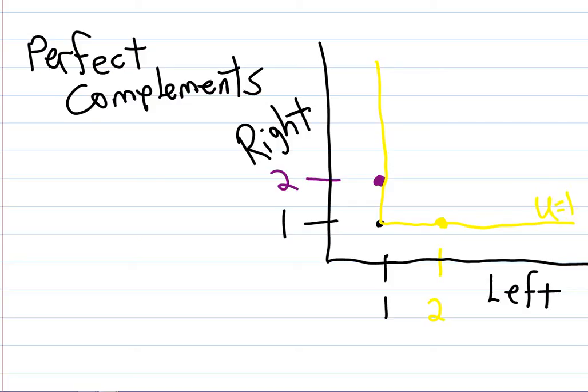What's it going to take for you to get a higher level of utility? Well, you're going to need 2 of each, right? But if you had 2 left gloves and 3 or 4 or 5 or 6 or 100 right gloves, it's not going to make you a whole lot happier. So it'll be another utility curve here. So this is the idea of perfect complements.